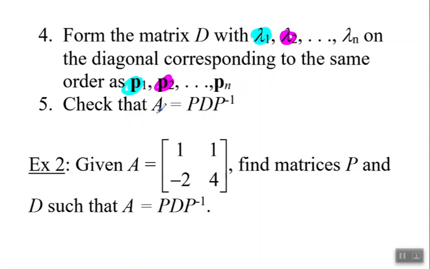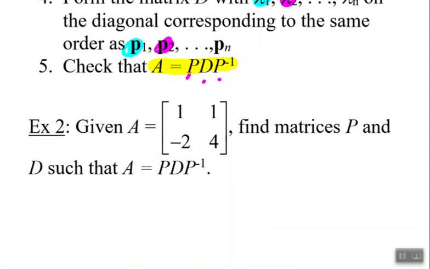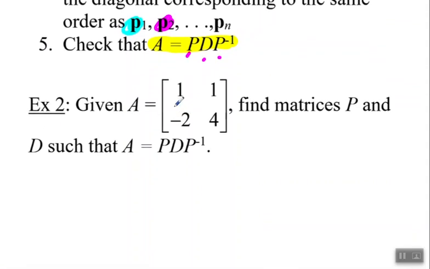And we're going to check that A equals P times D times P inverse. So this is the important equation from 5.3. We're going to say that this A is equal to PDP inverse. We have this A, that's given to us. We're going to first of all find out what P and D are.